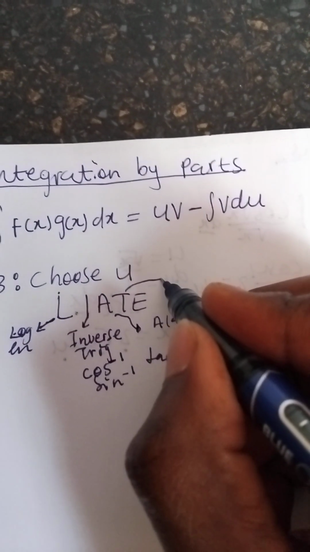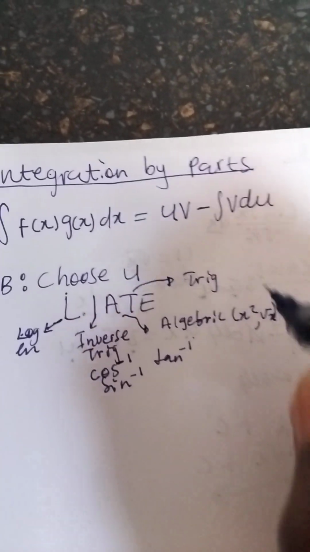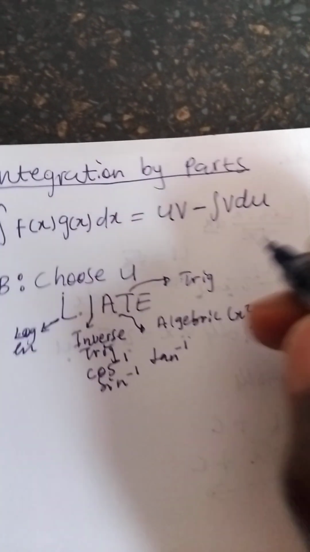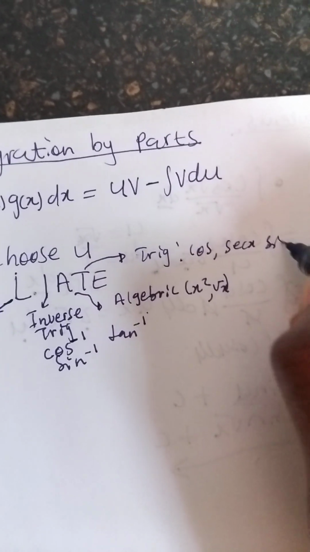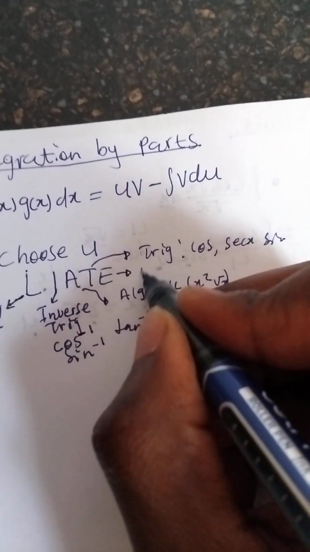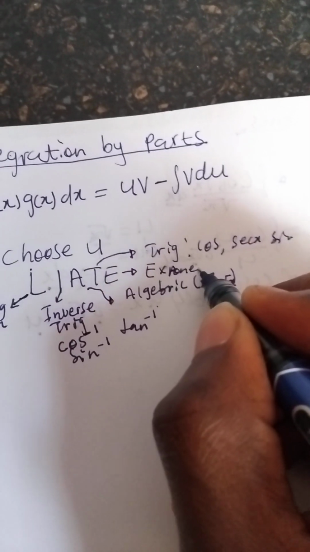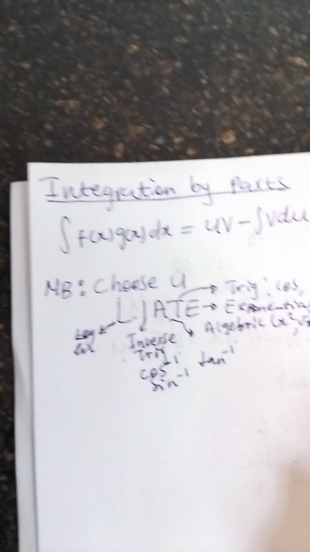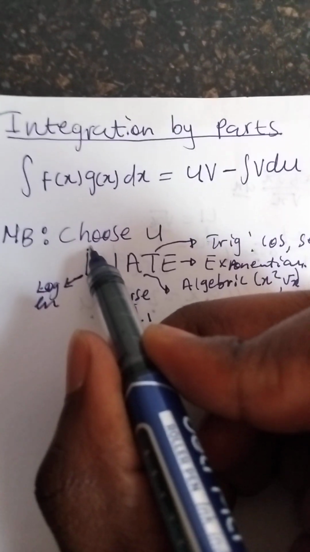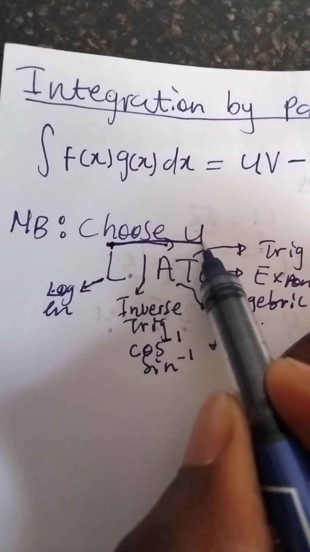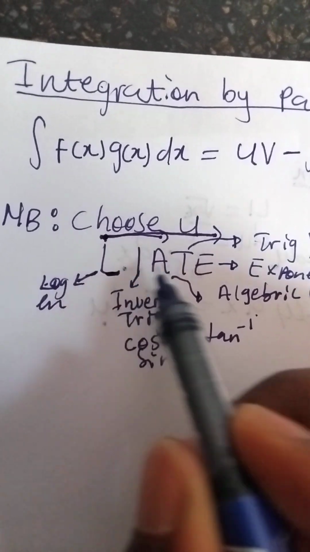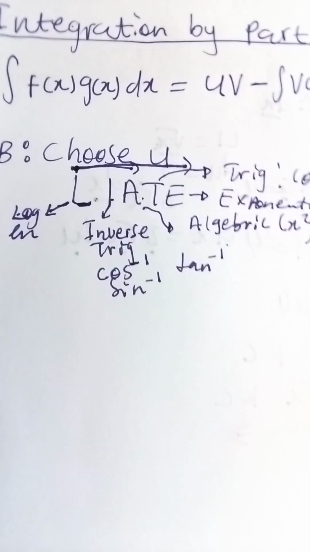Then T, this T now is trig functions. Don't confuse inverse with trig. Here is trig. Trig functions, we are talking of cos, sec, sine, things like that. Then the E is basically for exponential functions. Okay, so you're going to choose your u from the one that comes first, going this way, right? So yeah, that is basically the whole idea. You choose your u from here going there. So the order is LIATE, just like that, following each other.